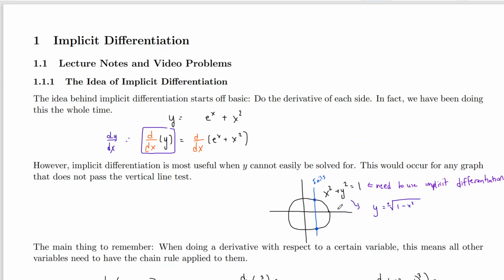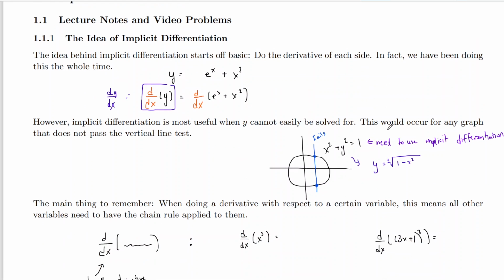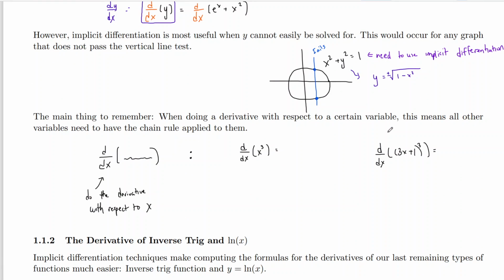But with implicit differentiation, we can just do the derivative right away of each side, solve for the derivative, what we're trying to solve for, and then go on with our lives. All right, so the main thing in this section is really the notation that we've been using since we started doing derivatives. When you do the derivative with respect to a certain variable, this means all other variables need to have the chain rule applied to them.